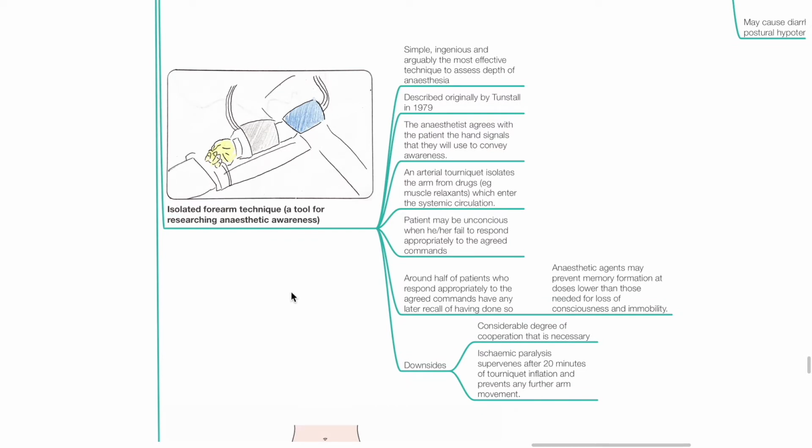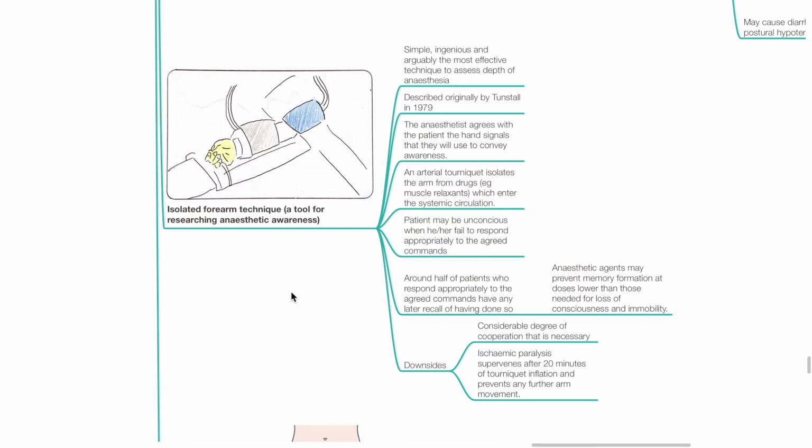This is simple, ingenious, and arguably the most effective technique to assess depth of anesthesia, and was originally described by Tunstall in 1979. The anesthetist agrees with the patient on the hand signals that they will use to convey awareness, and an arterial tourniquet isolates the arm from drugs such as muscle relaxants which enter the systemic circulation. The patient may be unconscious when he or she fails to respond appropriately to the agreed commands.